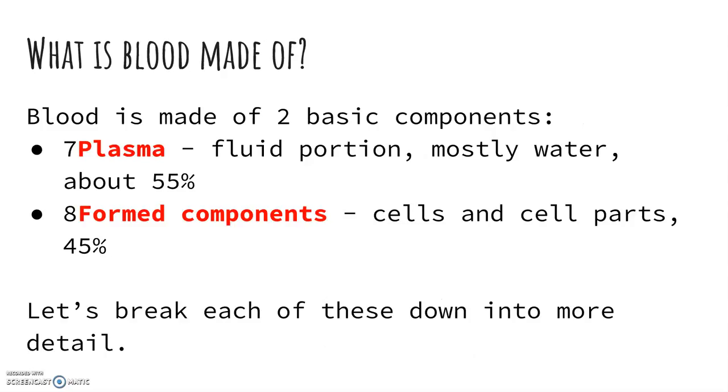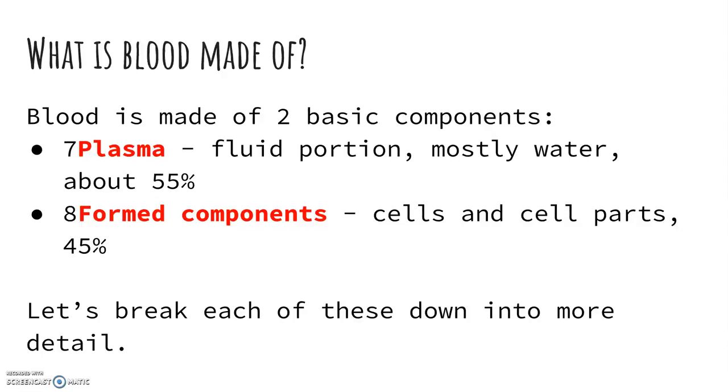So what is blood actually made of? Well, blood is made of 2 components, and we're going to break them down a little bit. But first, just know your blood is made of plasma, which is the fluid portion. That's 55% of your blood. And then you've got formed components. Those are the cells and cell parts. There's 45% of that, and we're going to look at a little sample of that in class.